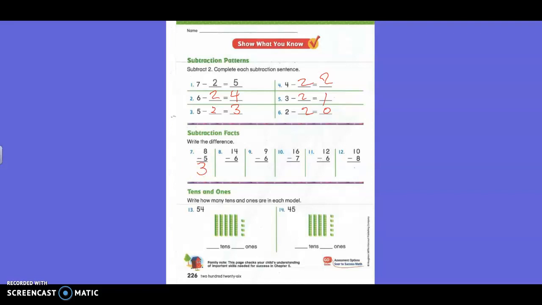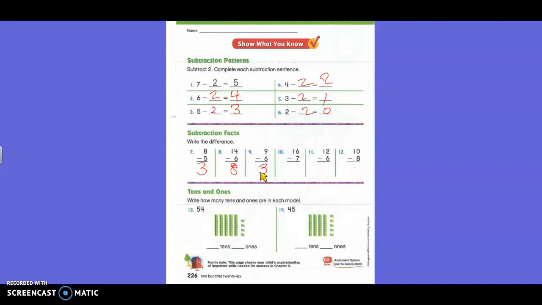14 minus 6. Xander? 12. No. Not 12. 14 minus 6 is not 12. Bias? 8. You guys agree with that one? Yes. 14 minus 2 is 12, not 14 minus 6. 9 minus 6. Lena? 3.